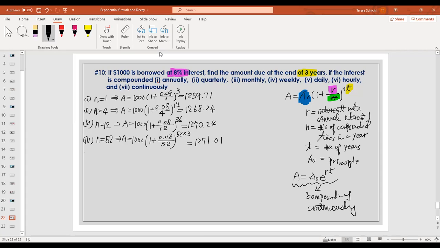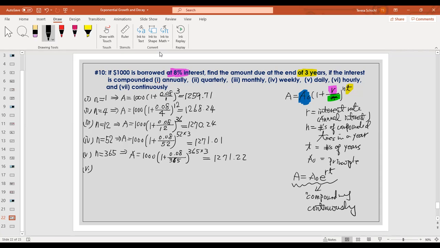I got 1271.01. Now I want to compound daily. I assume it's 365 days. So A will be 1,000 times (1 plus 0.08 divided by 365), and the power is 365 times 3, because it's 3 years. Then you will get 1271.22. Now I'm compounding hourly.